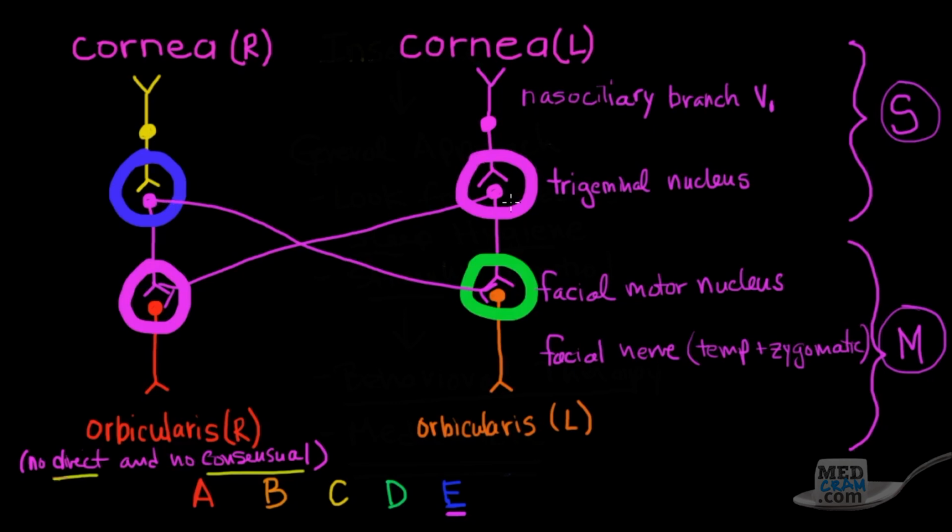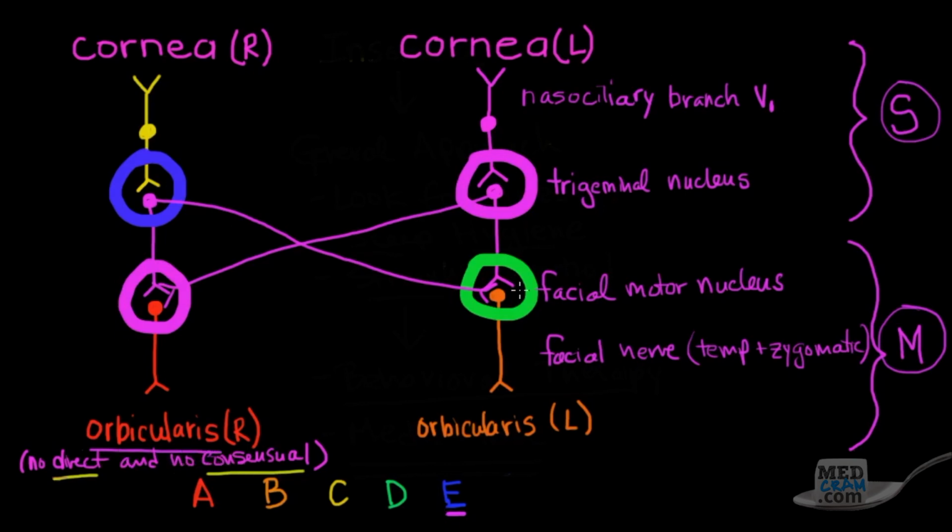However, if you stimulated the left cornea, you would get a response in both eyes since it's not going through the lesion. Here again, you have a situation where either both eyes are working or both eyes are not working, and that would tell you that it's a sensory issue, which we know because the trigeminal nucleus is predominantly a sensory nuclei. So E is wrong because that's not consistent with what we're actually seeing in the patient, which is no direct and no consensual response only on the right-hand side.